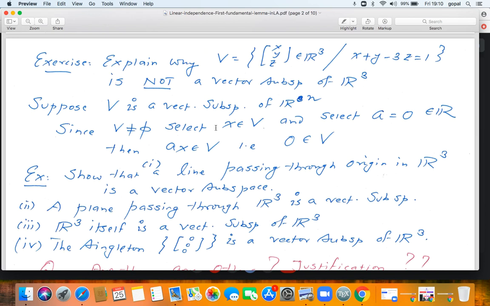Take a scalar A. I choose the scalar A to be 0. 0 is a real number and I choose my A to be 0. And check if I multiply A with x, y, z. Yeah, there is a small point here. Unfortunately, I used x, y, z and I used x as an element of V.